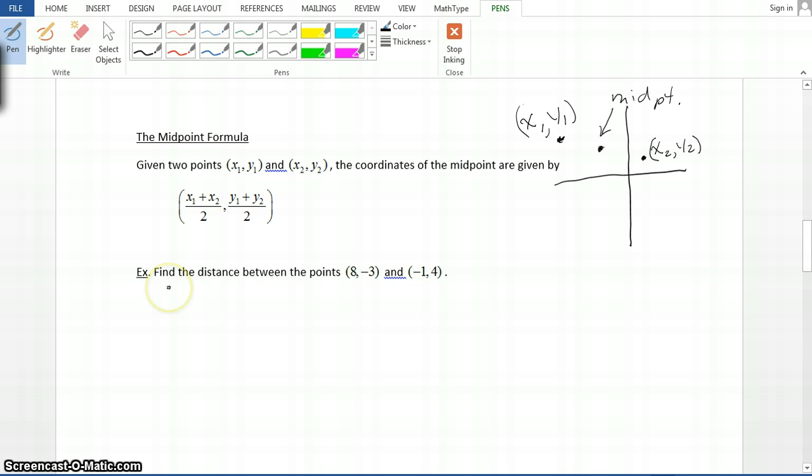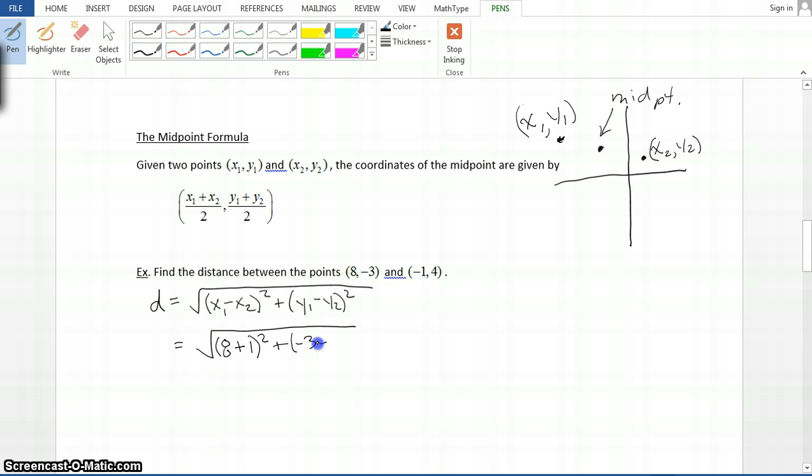We haven't done an example of the distance formula, so let's do that here. Let's find the distance between those two given points. If you remember your distance formula, you subtract the x coordinates, square that, add in the middle, and you subtract those y coordinates, square that. Alright, take a big square root. Let's fill these in. x1 is 8. If I'm subtracting a negative 1, that's like adding. 8 minus a negative 1 is 8 plus 1. With the y's, that's negative 3 minus 4, and that quantity squared.